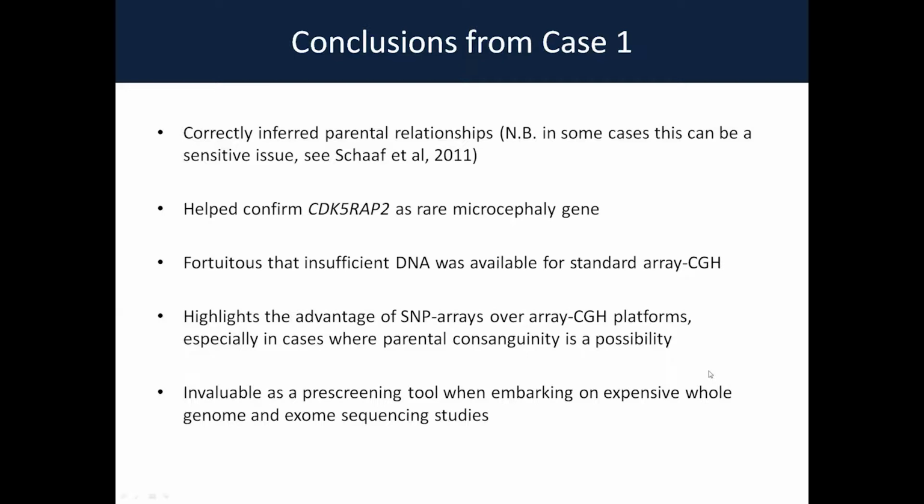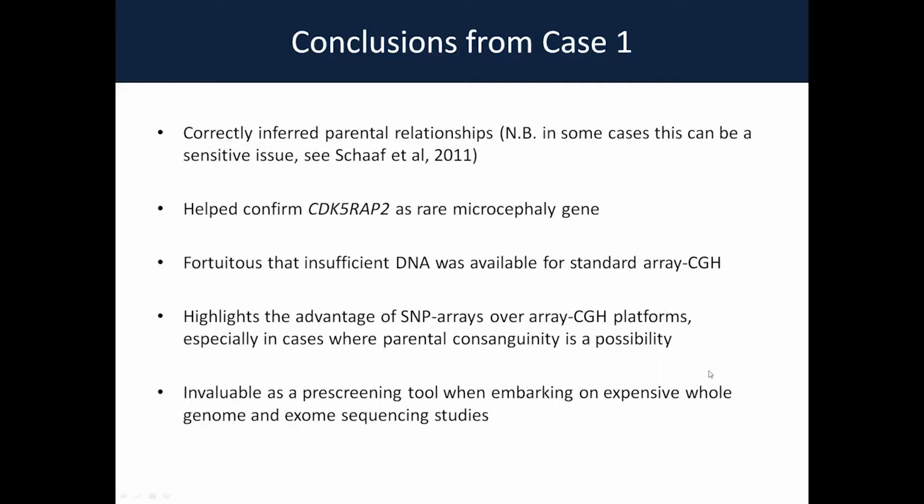So this showed a number of things. Firstly, we were able to correctly infer parental relationships. Obviously, in some situations this can be sensitive, for example, if you see larger coefficients of inbreeding, and there's papers on this. It also helps confirm CDK5RAP2 as a rare microcephaly gene, especially because it was the first patient described outside Pakistan ethnicity. We were also quite lucky. Initially, we were going to run aCGH on this patient, and we only ran SNP because we didn't have enough DNA, so that turned out to be quite lucky.